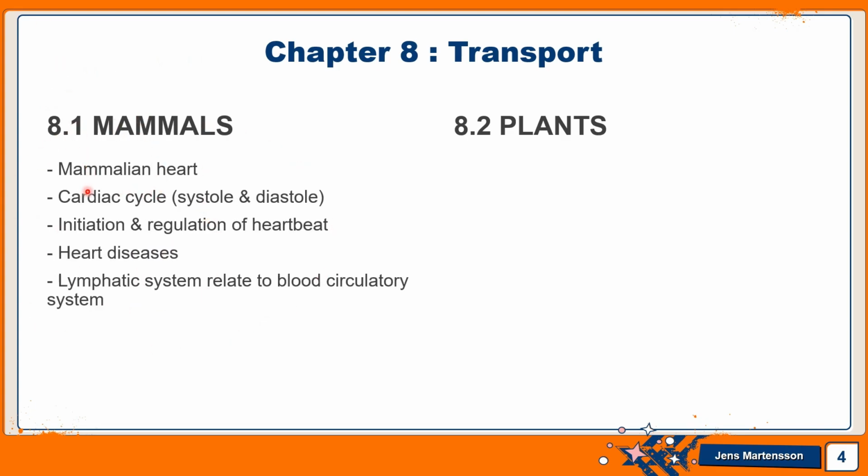The first topic is about the mammalian heart. I think you are very familiar with this topic. Even in PT3, you already learned the heart structure, so I don't want to talk a lot about it. I need to talk about the cardiac cycle. This is a new topic to you, and you have to learn two new terms: systole and diastole.